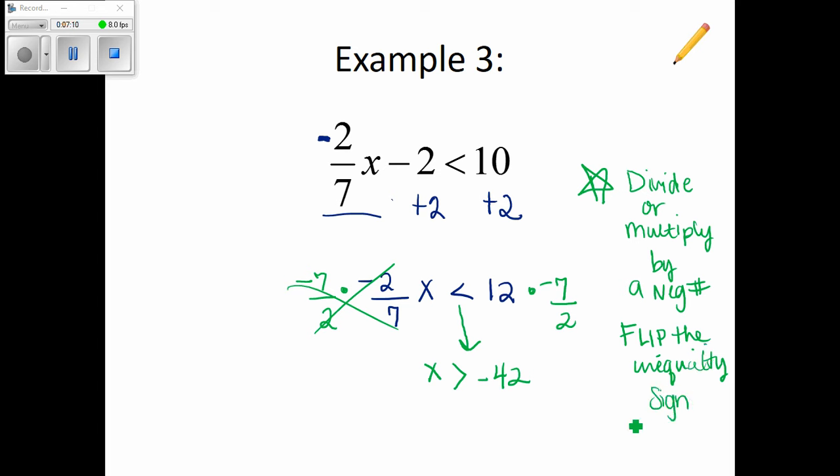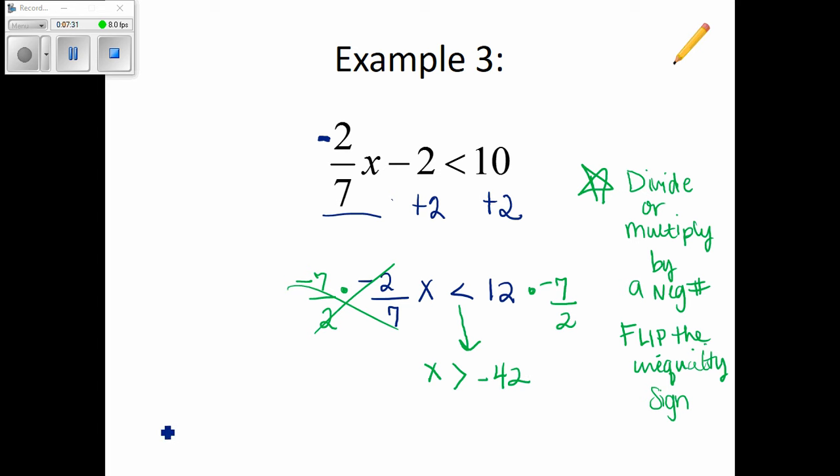Okay, so don't forget to do that anytime you divide or multiply by a negative number on both sides of the inequality. All right, the other thing that you need to know about when solving inequalities is that there's more than one solution. So this says x is greater than negative 42.